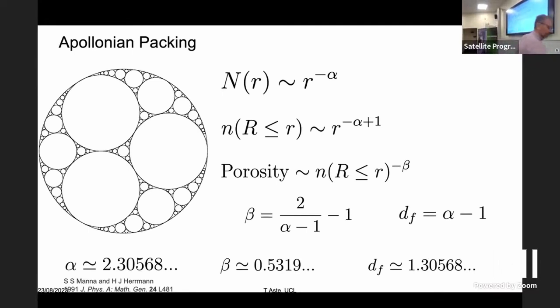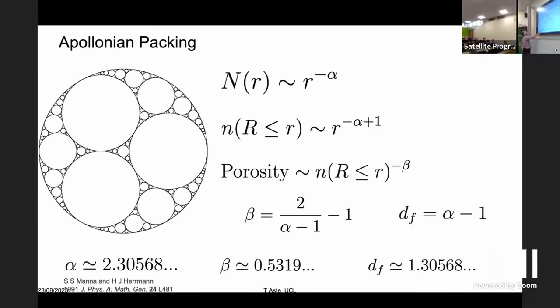So the total number of grains with sizes smaller or equal than a given R goes as a power law, and it goes to infinity when the grain size goes to zero. The porosity also goes as a power law, and in this case it goes to zero when the grain size goes to zero. And these two exponents, not by chance, are related. The fact that they must be related is obvious. In any of this kind of process, if you have an exponent, they should be related to each other.